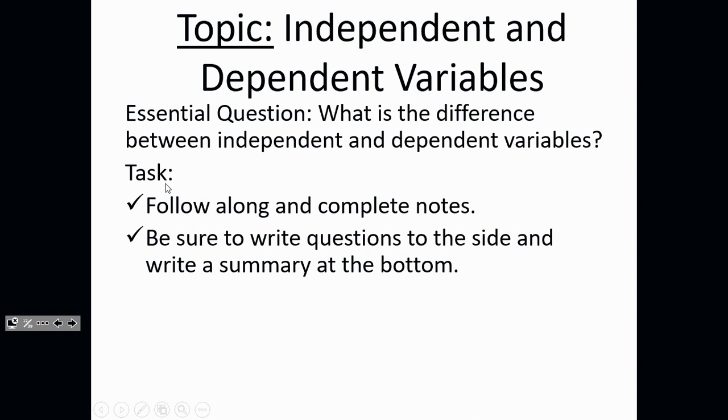So what I need you to do is follow along and complete the notes, and be sure to write questions to the side and write a summary at the bottom, as well as add any information that you think will make these notes helpful for you.